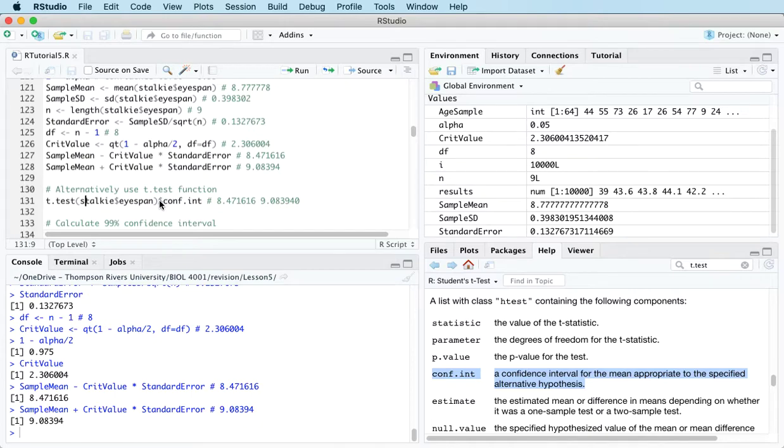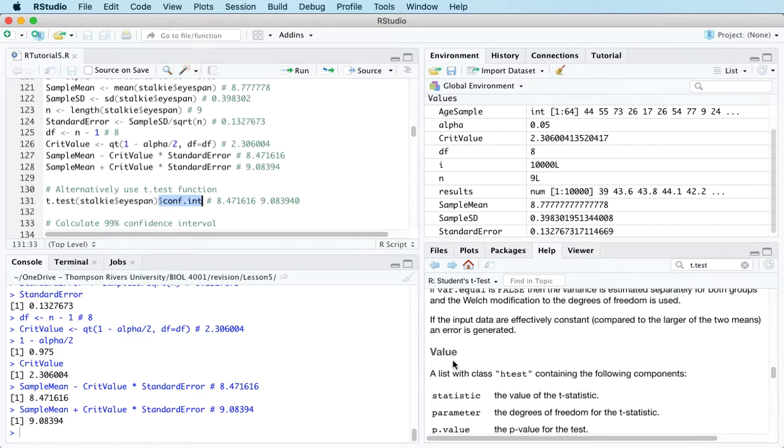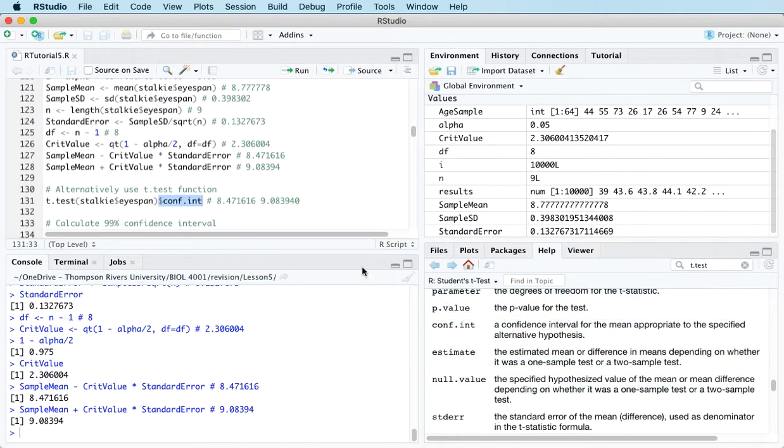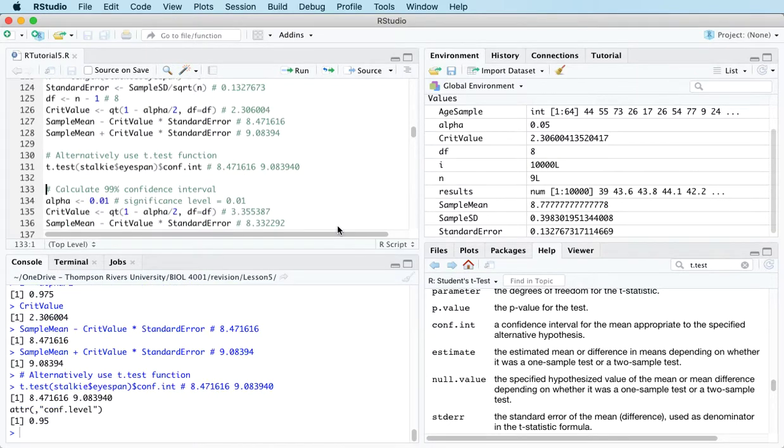And so that's why this piece of code is on the end here. This is going to pick out that piece of the output. I'm not interested in all this other stuff. I'm just interested in the confidence interval for now. We'll actually use this function later on when we do a hypothesis test for the mean, but for now this gives me the lower bound and upper bound of the interval that we calculated by hand here.